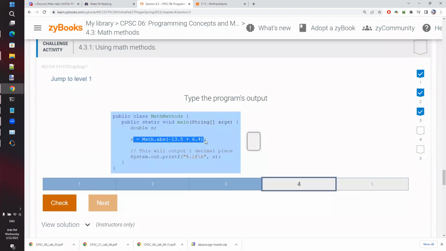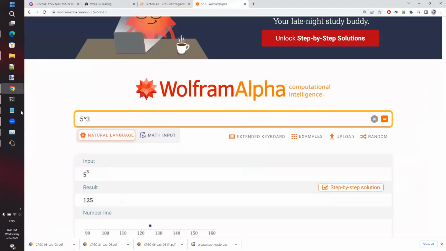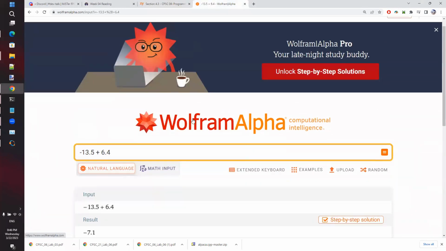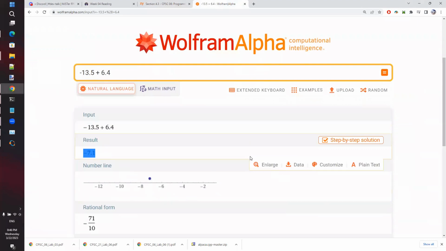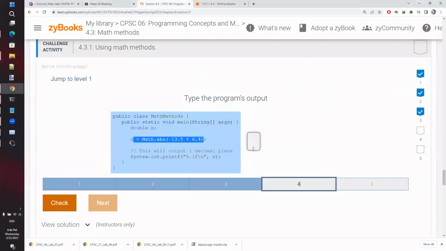Again, they're not super complicated here. So what would you do here? You would have to take these two numbers, add them together. I'm not going to bother doing that in my head. I'm just going to type them in. So negative 7.1 is the result. So this is negative 7.1. And then I have the absolute value of negative 7.1, which is positive 7.1. So we go 7.1, enter.